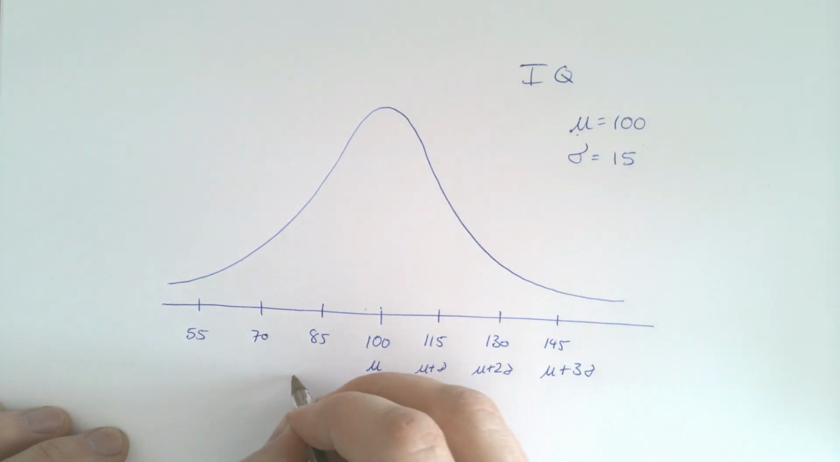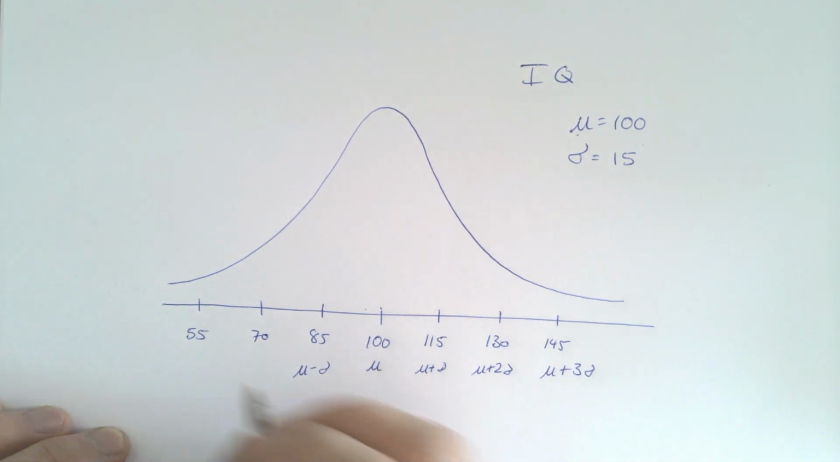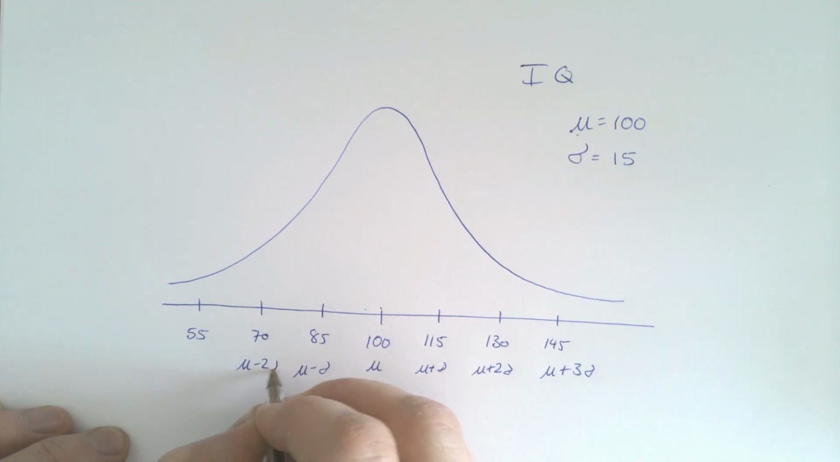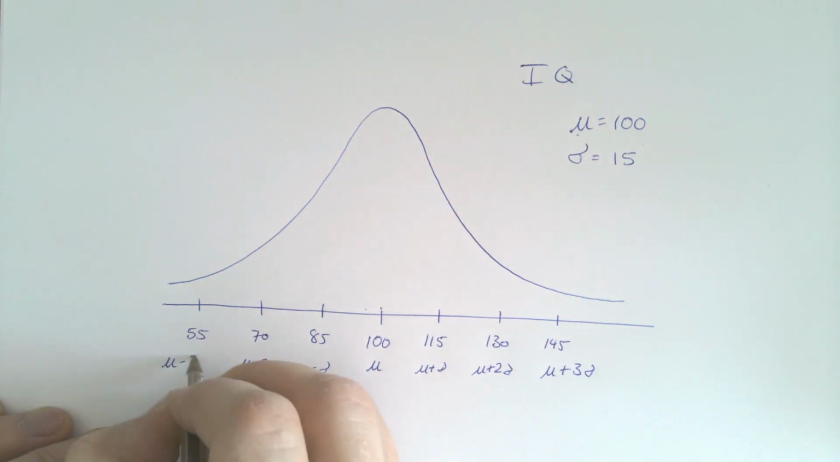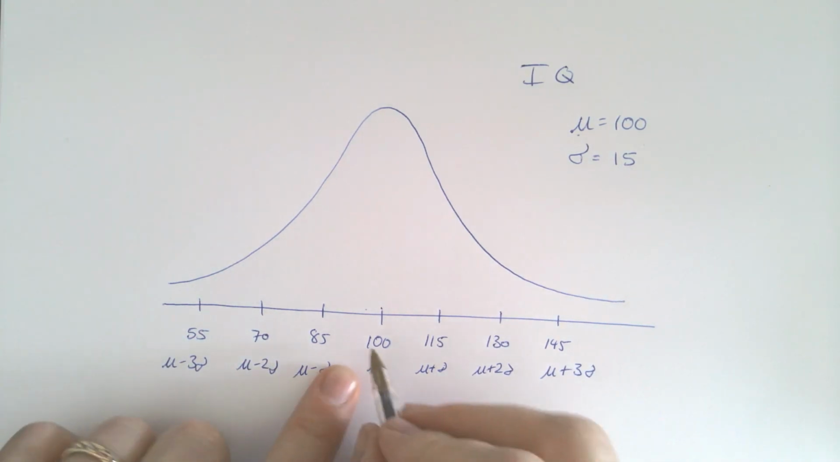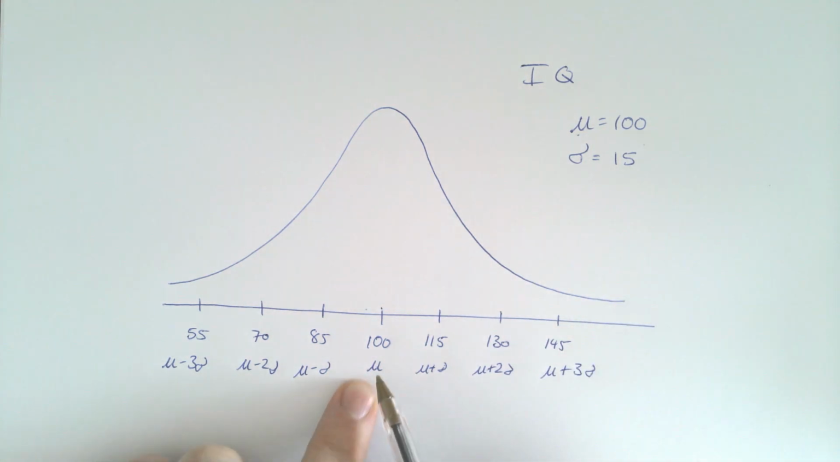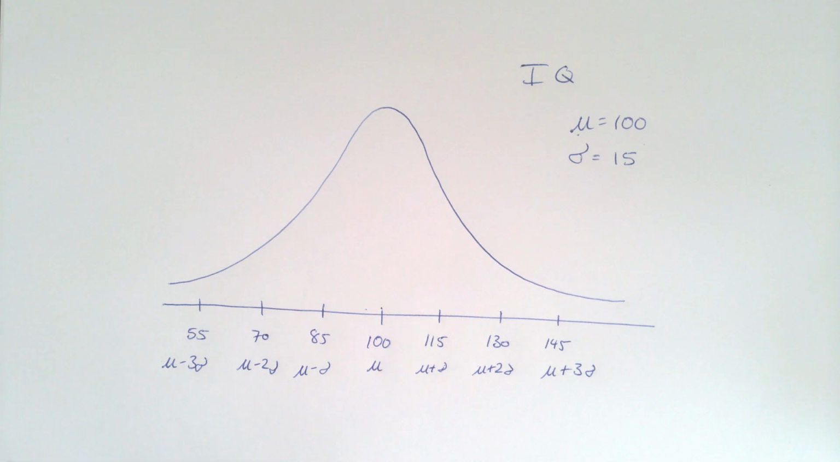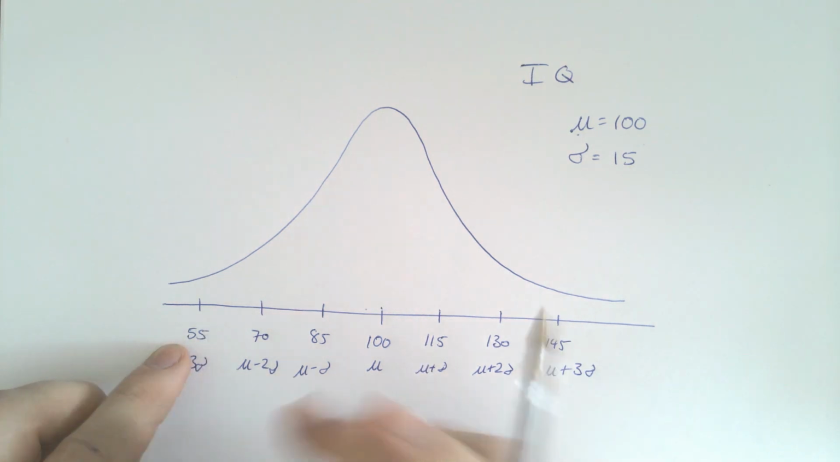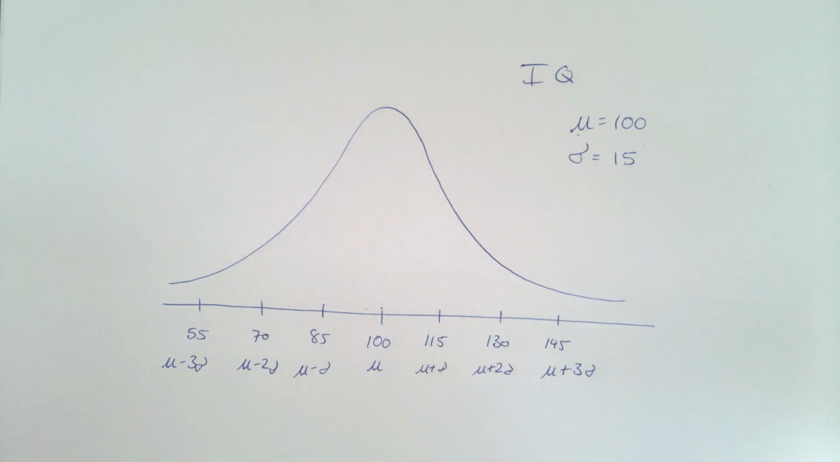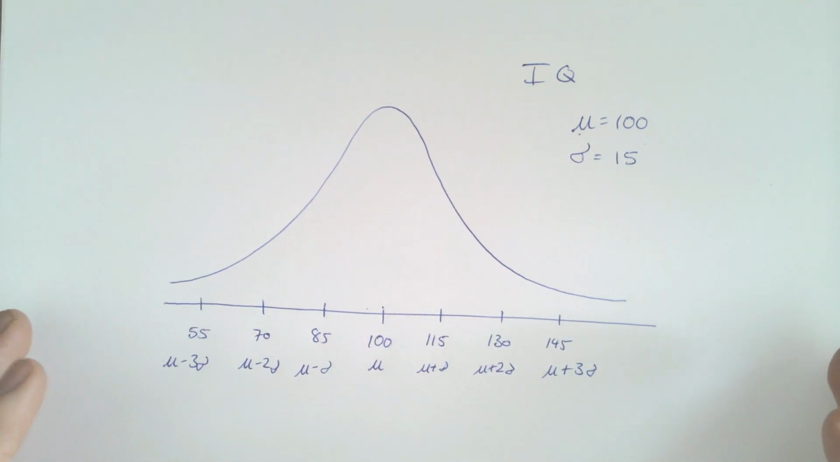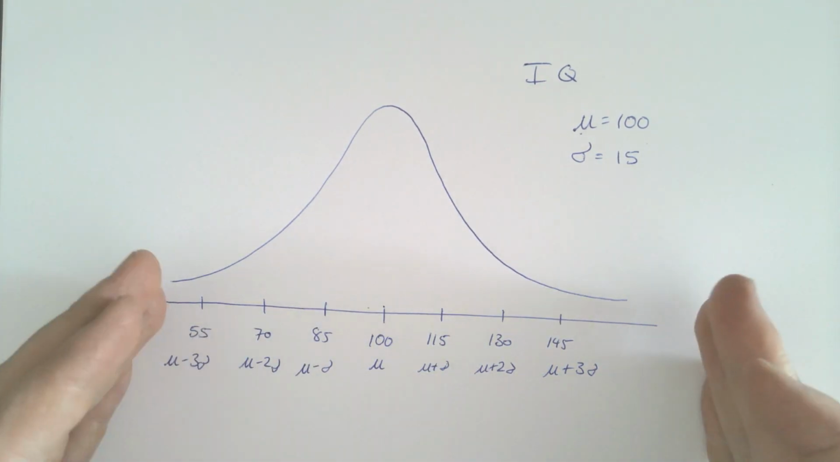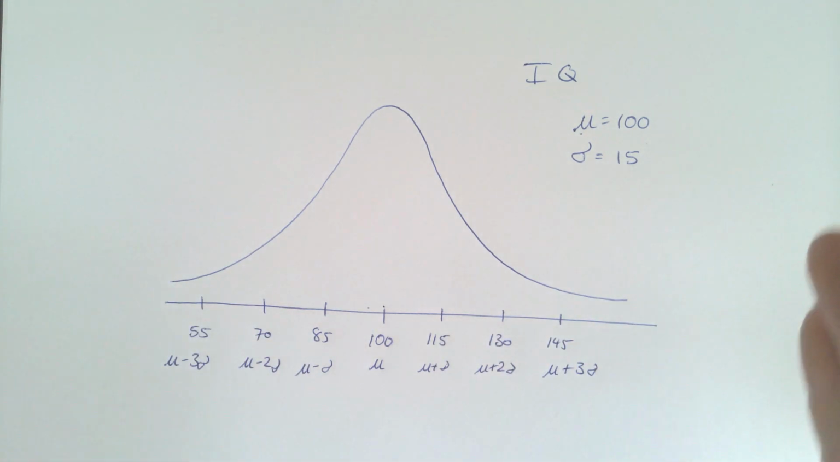Going the other way, it would be the mean minus a standard deviation, the mean minus 2 standard deviations, and the mean minus 3 standard deviations. Putting some numbers on that, 100 minus 3 standard deviations: 15 times 3 is 45, and 100 minus 45 gives me 55. So that's just our setup. In any question we go into, we might have to draw this little sketch and get the numbers. But what's this telling us?